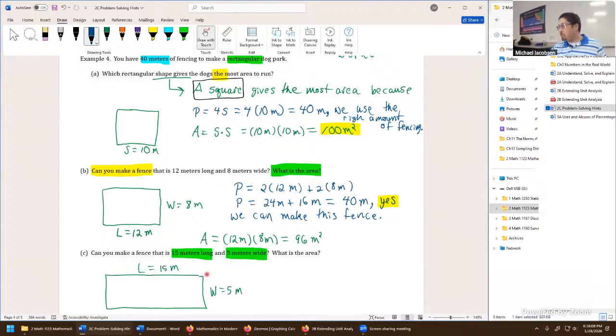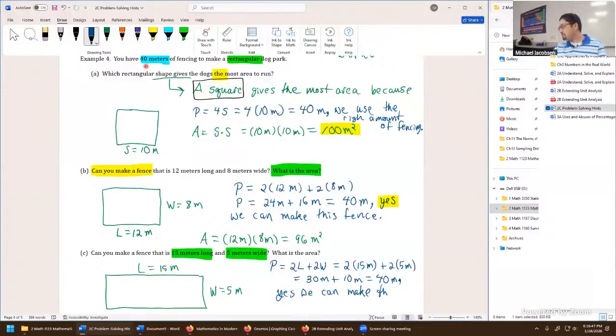So the first thing we'll do is compute the perimeter to directly answer that first question. Perimeter is going to be twice length plus twice width. So it's going to be 2 times the 15 meters plus 2 times the 5 meters. So we'll get 30 meters plus 10 meters. We're about done then. We get 40 meters altogether. Double checking, that works with the amount of material we have purchased. And so we can say, once again, yes, we can make this fence.